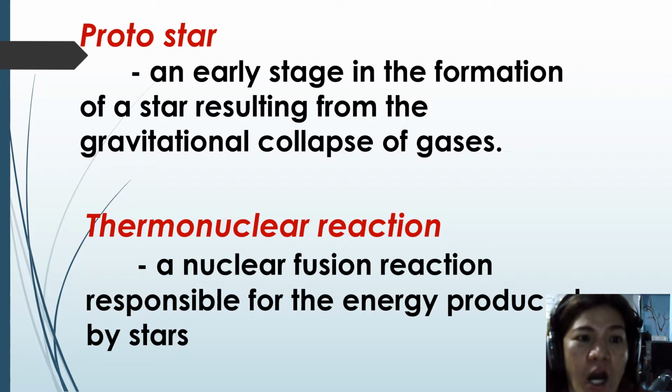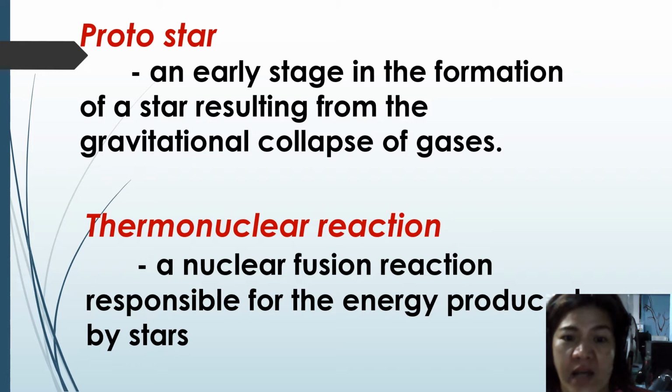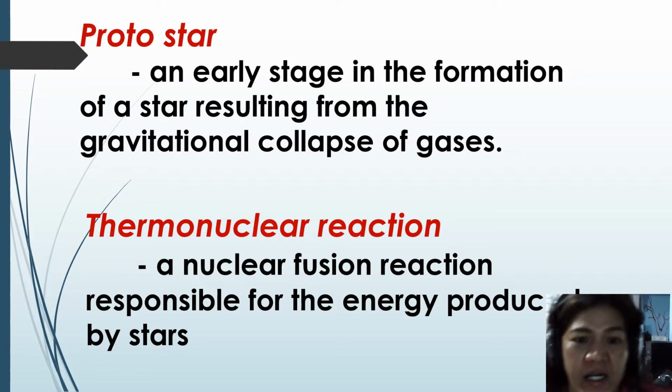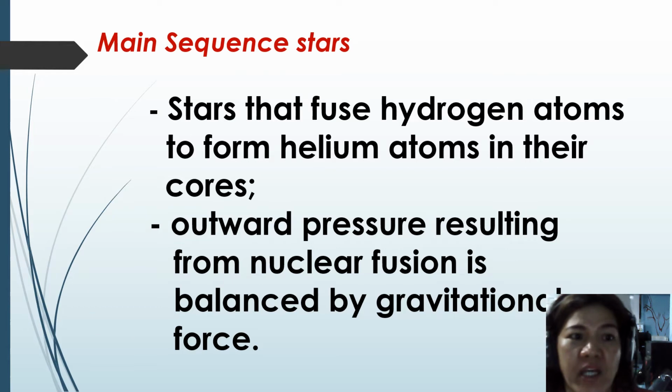Protostar, an early stage in the formation of a star resulting from the gravitational collapse of gases. Then we have thermonuclear reaction, a nuclear fusion reaction responsible for energy produced by a star. Next, we have the main sequence star. Stars that use hydrogen atoms to form helium atoms in their cores. Outward pressure resulting from nuclear fusion is balanced by gravitational force.